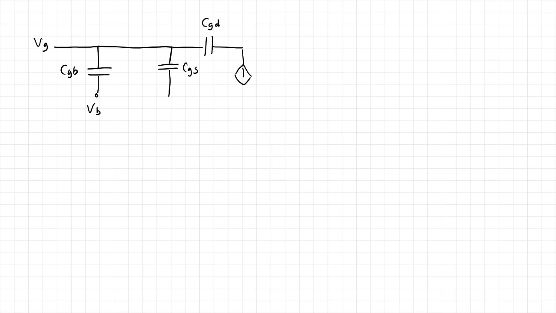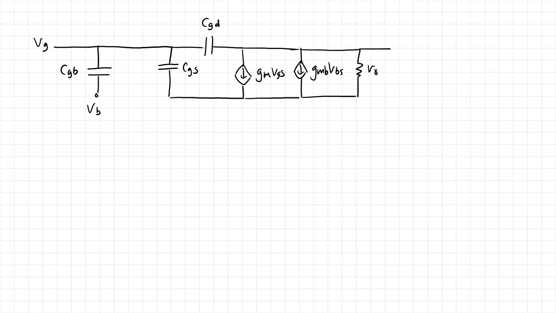And then we have our usual dependent generators here, gm VGS, gmb VBS, r0, that is VD here, and VS down over here. Okay, that is the circuit diagram that we will be using for this course.